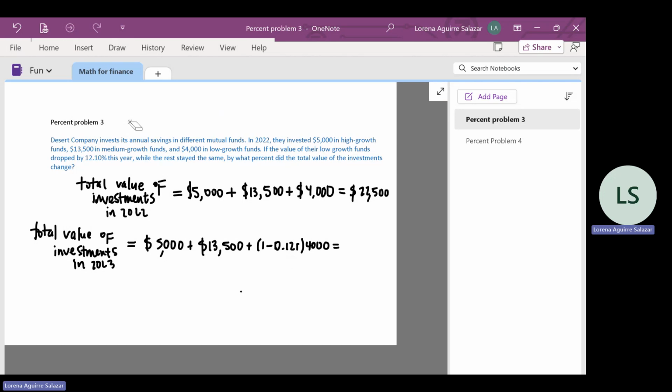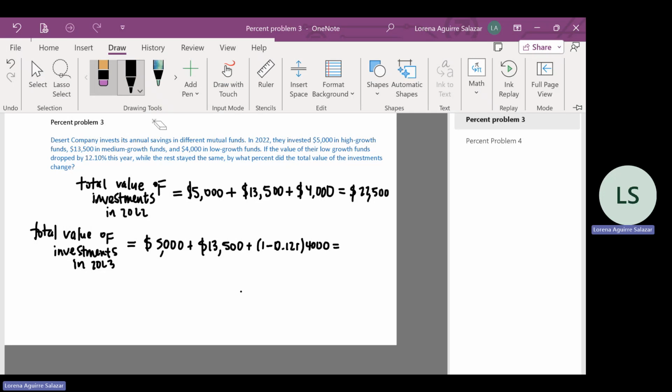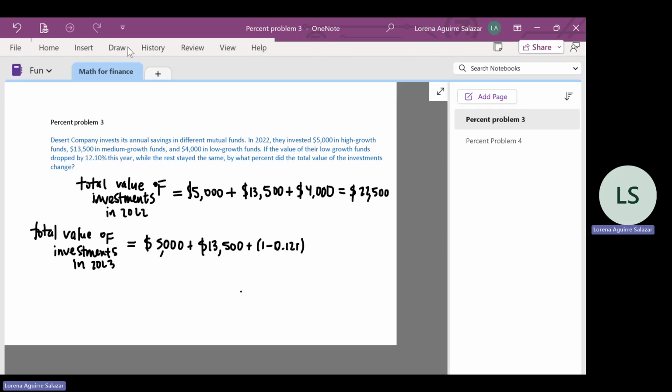And when we perform all those calculations, what we find is that here we should have $4,000. Let me write the $ sign here, 4,000. Okay, when we perform those calculations, what we find is the number $22,016. Okay. So the total value of investments decreased from $22,500 to $22,016.